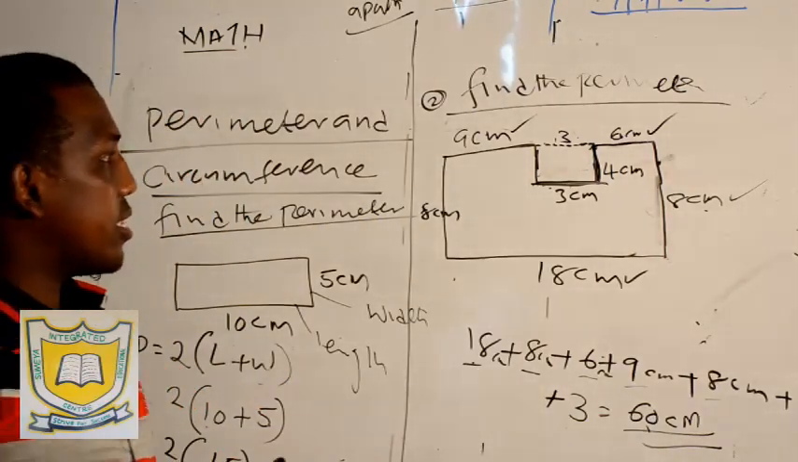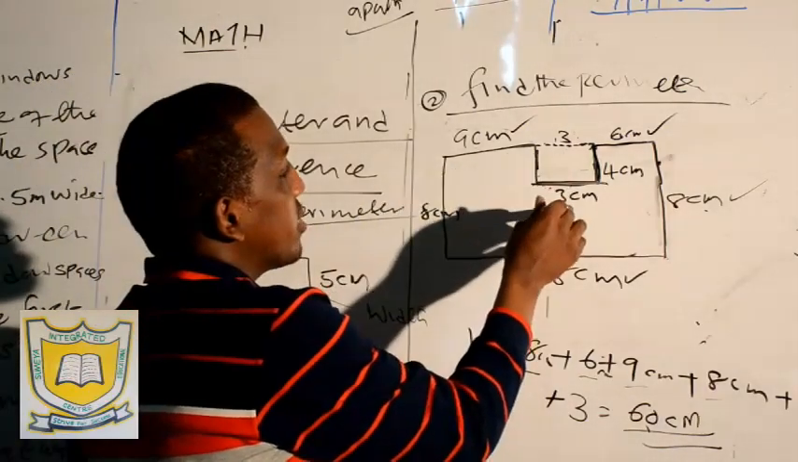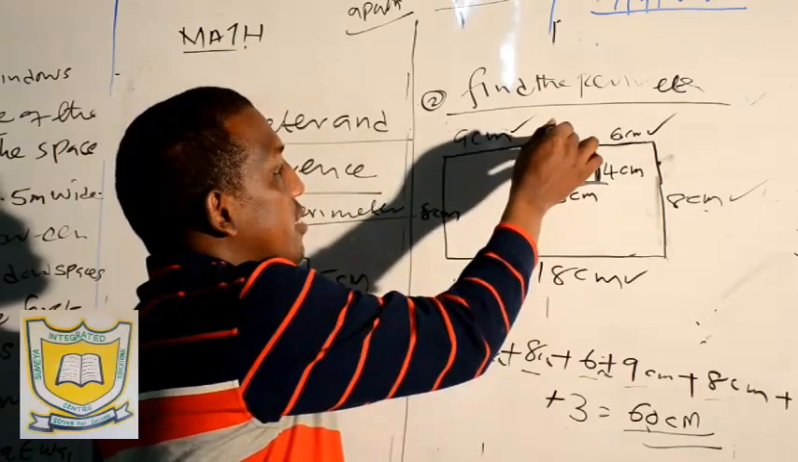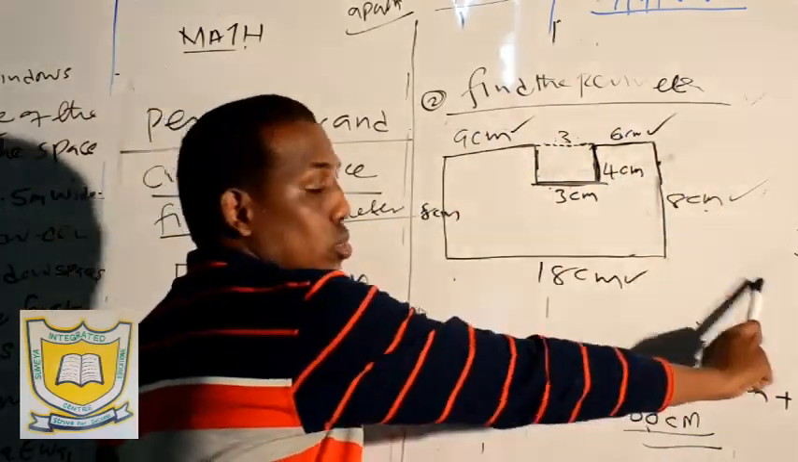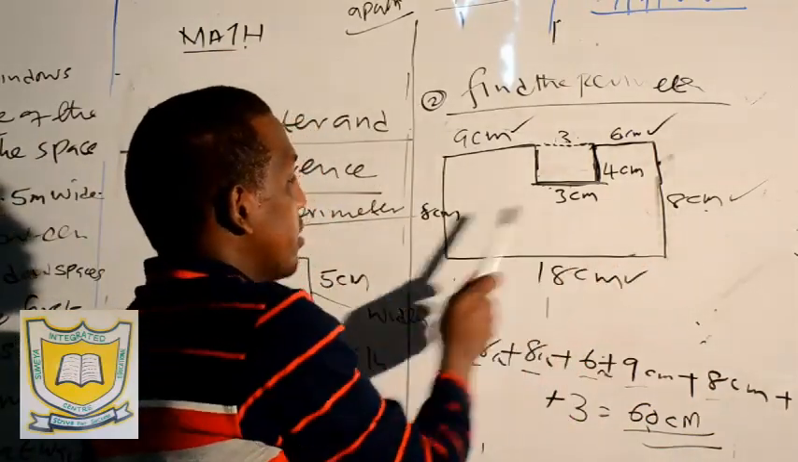So I said you complete this line. So here is 3, here is 3. If here is 3 and here is 3, you add 9 plus 3 plus 6 is 18. The whole of this line is 18. This one is also 18. Here is 8. Here will be 8.